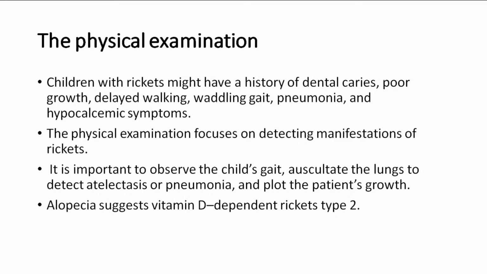Physical examination. Children with rickets might have a history of dental caries, poor growth, delayed walking, recurrent pneumonia, and hypocalcemic symptoms. The physical examination focuses on detecting manifestations of rickets. It is important to observe the child's gait, auscultate the lungs to detect atelectasis or pneumonia, and plot the patient's growth. Alopecia suggests vitamin D dependent rickets type 2. Physical examination, and fix some key points.